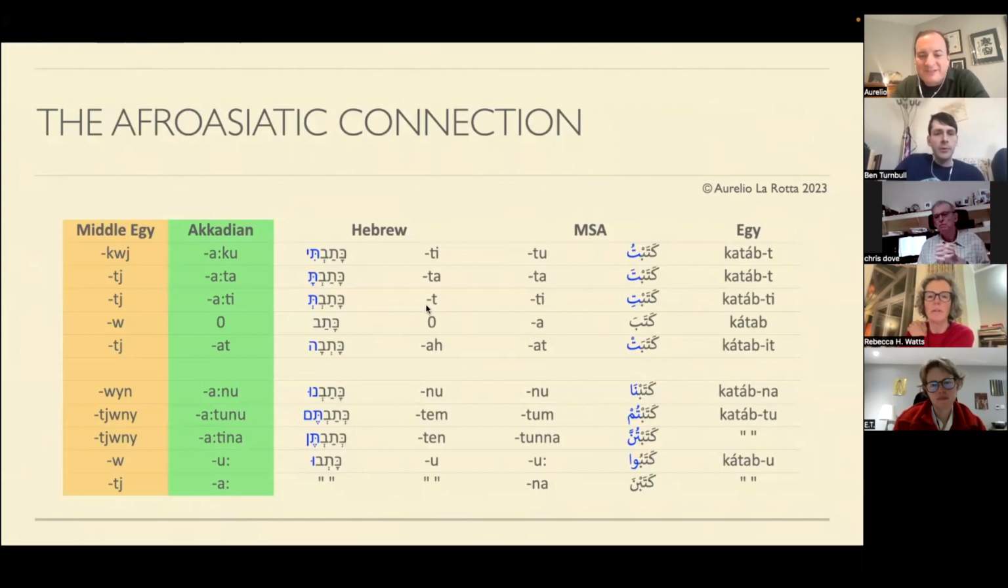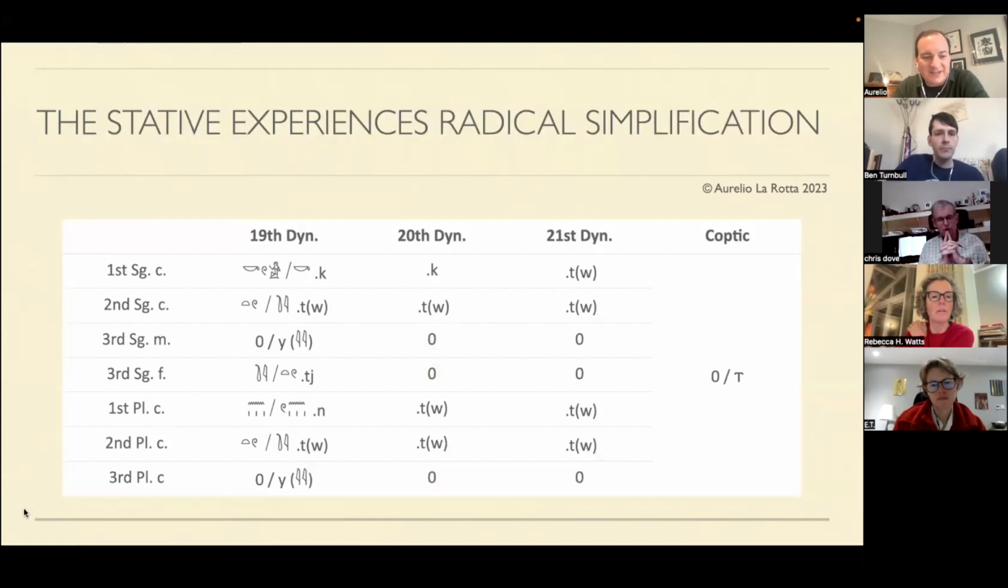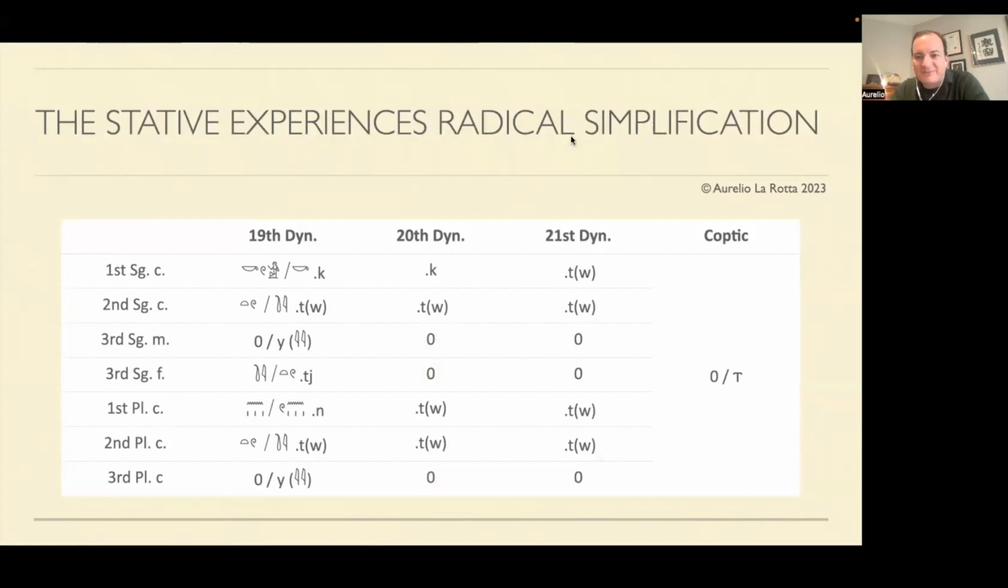Now to ET's question, where is it going next? I'm going to make you guys smaller here just so I have more space. These forms suffer radical simplification in the late New Kingdom. In the 19th dynasty, it's still pretty much the Middle Egyptian pattern.